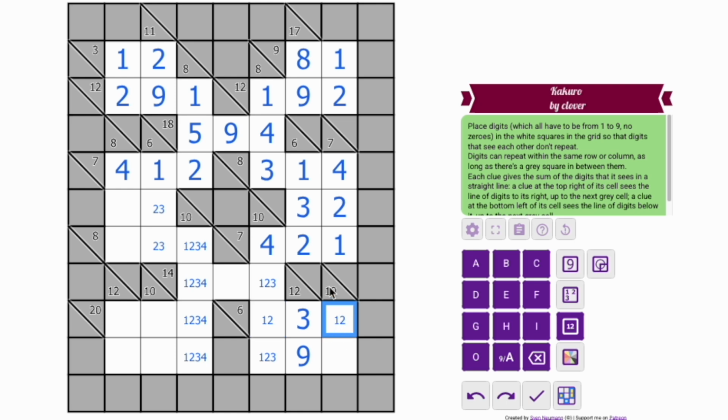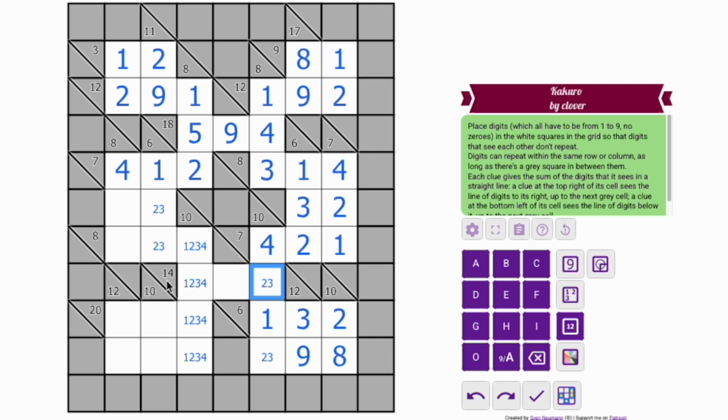1, 2 with the 10. 1 would go with 9, 2 would go with 8, but it can't be the 9, because then we'd have 9 and 9 seeing each other. So this is a 2 and an 8. 2 goes with a 1. 1 comes out of these. So now we got a 2 and a 3 here.